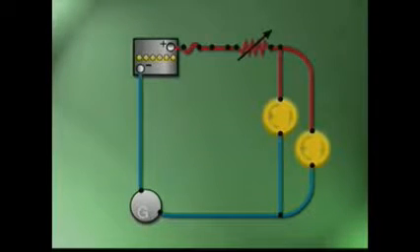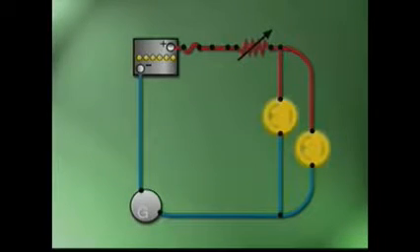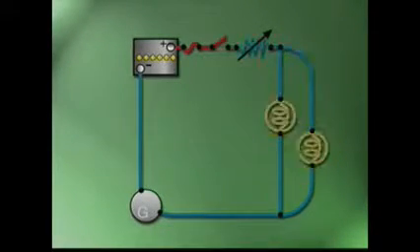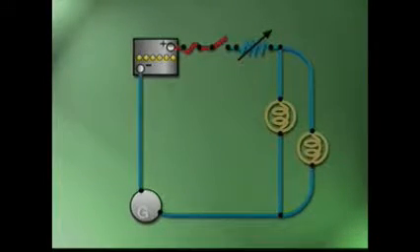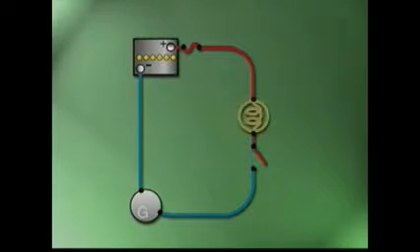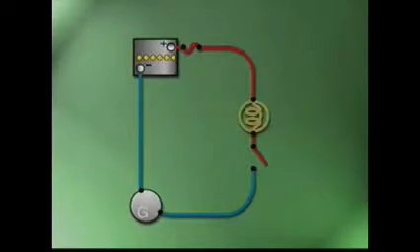Another important thing to keep in mind when identifying circuits is the location of the switch. If the switch is located between the battery and the load, the circuit is called load to ground because the load is hooked directly to ground. When the switch is open, voltage will only be present up to the switch. If the switch is located between the load and ground, the circuit is called switch to ground. If the switch is open, voltage is present through the load up to the switch.